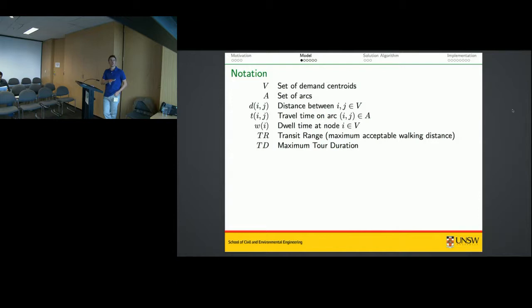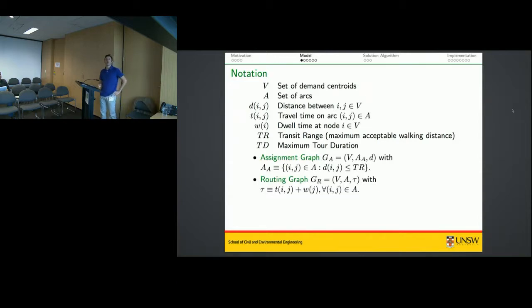But for this problem, we have focused on simply assigning centroids to stations, and we are not looking at how many people exactly want to travel. So we are not looking at the load of the transit service either. And finally, the tour duration, which will be the maximum tour duration here, which will be the resource constraint of the model.